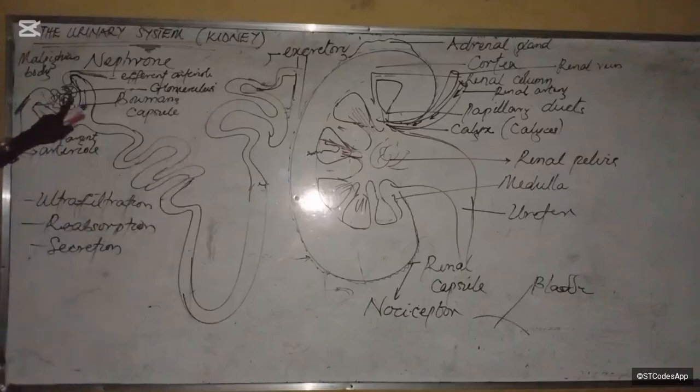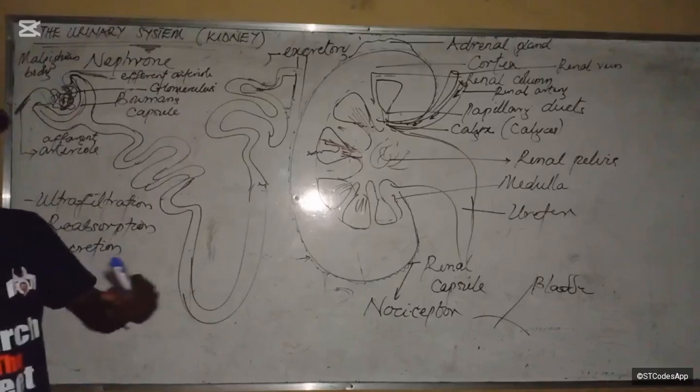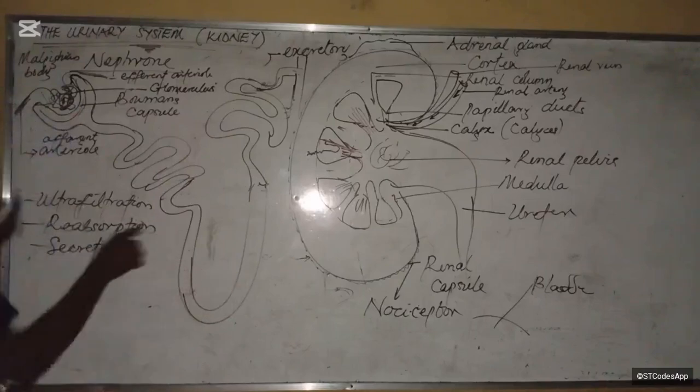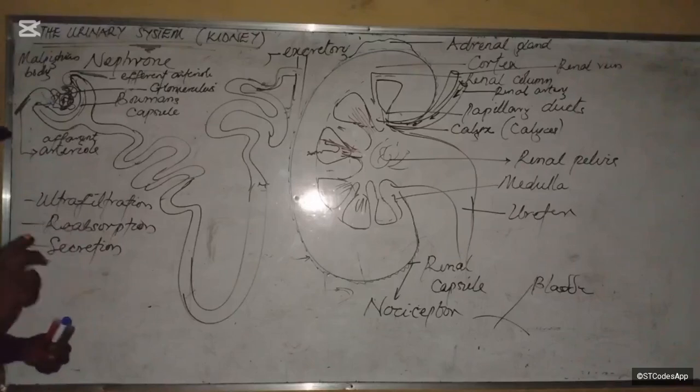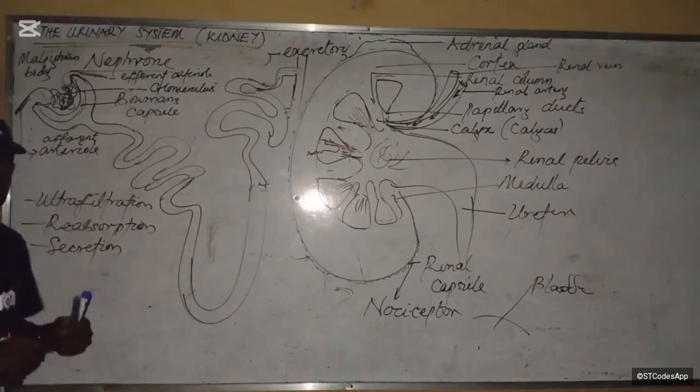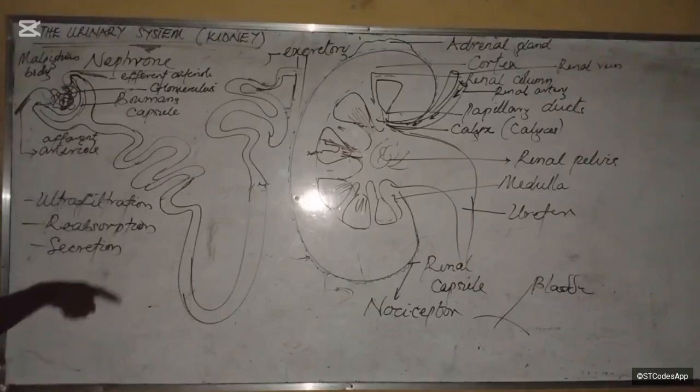Now, this glomerulus is where the blood is filtered into the Bowman's capsule. So the content of the glomerulus makes its way into the Bowman's capsule. Now, how does it make its way into the Bowman's capsule? I said through the high pressure blood that is flowing into the capillary.